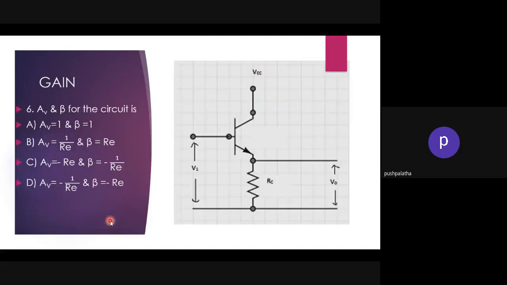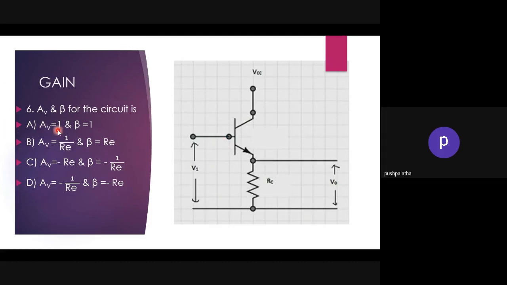Actually, the circuit itself indicates it's a common collector amplifier. When you cascade n number of common collector circuits, it will act only as a buffer. Whatever the input is, it will give the same output. That is, your output follows the input. So here the gain value is going to be 1.